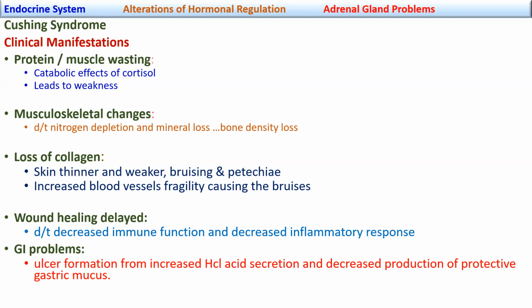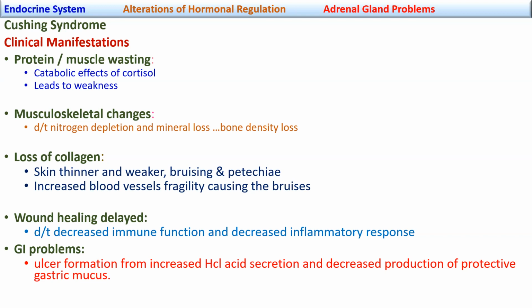Now, the musculoskeletal changes are due to nitrogen depletion and mineral loss. So there is a loss of bone density. The protein loss in the bone will lead to fractures because of osteoporosis. Bone and back pain will put the patient at risk for falls. The muscle mass also decreases, most affected will be the arms and the legs, the upper and lower extremities, in terms of muscle wasting.